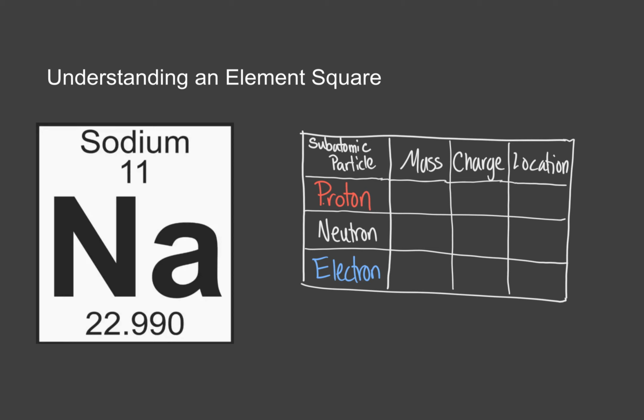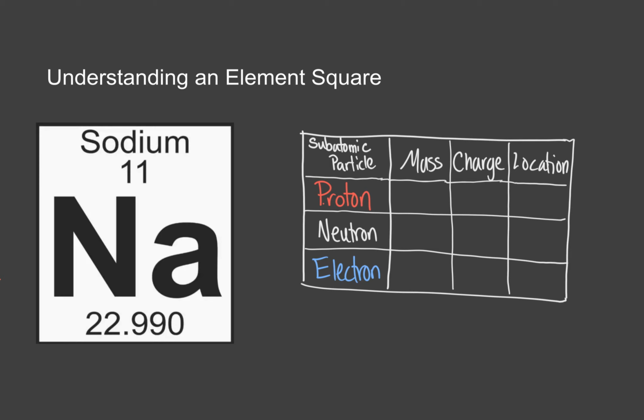But in order to know that information, you have to know the properties of the different subatomic particles, which are protons, neutrons, and electrons. So make sure you draw this little table that I've drawn to the right of the element square that has the subatomic particle, the mass, the charge, and the location of a proton, neutron, and an electron. So we'll start with a proton.